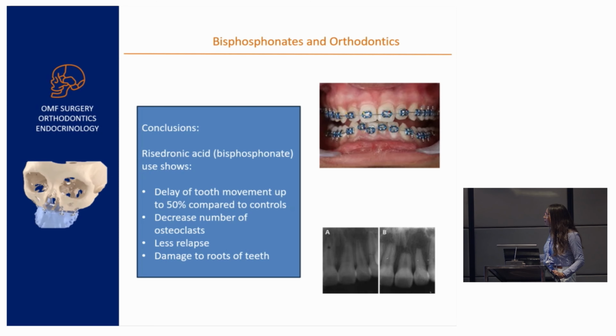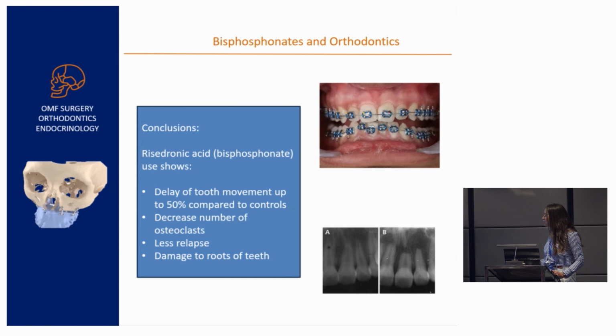If we look in the literature, there was a study that they did on mice, that with the use of risedronic acid, which is also a bisphosphonate, the delay of tooth movement can go up to 50%. So you need to take into account that your treatment really takes longer if you have used bisphosphonates. Well, there's a decrease in number of osteoclasts, and there's less relapse. Relapse, that's the tendency of the teeth to go back to their original position. So that's actually a good thing.